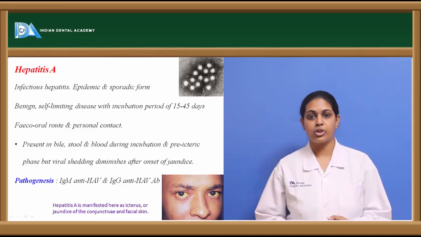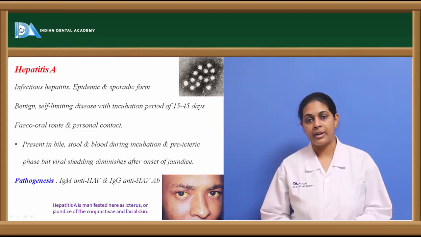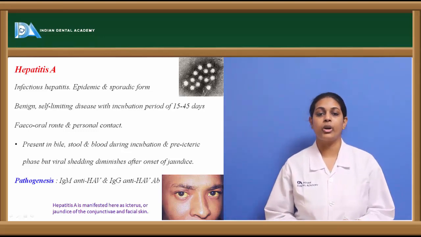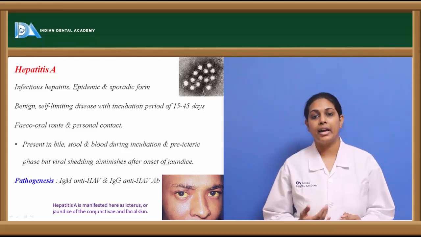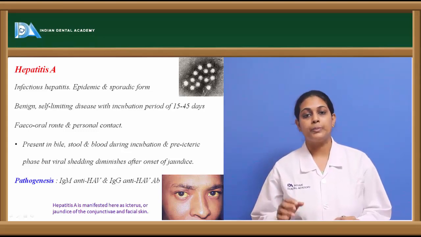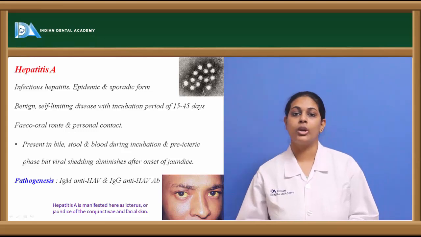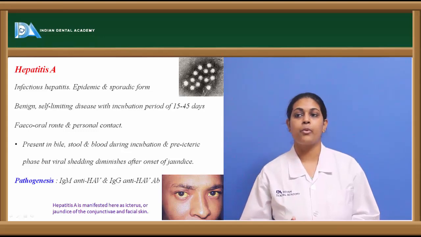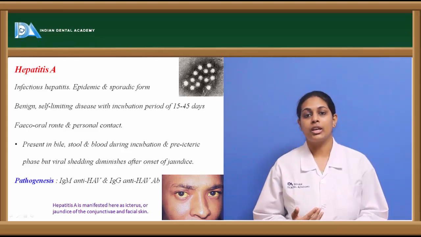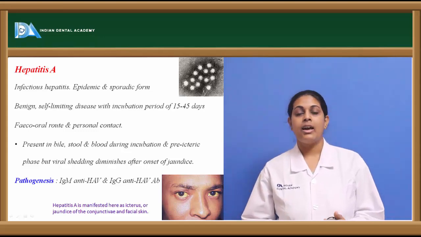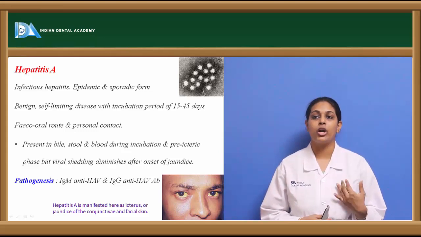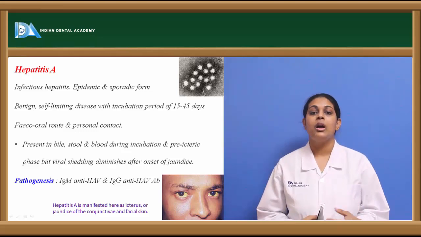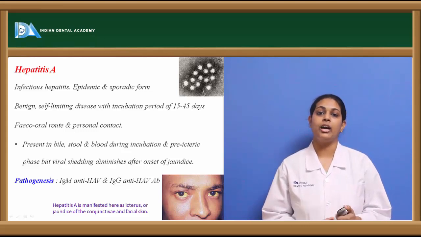It is also known as infectious hepatitis, and since it appears in an epidemic form as well as a sporadic form, it is also known as epidemic or sporadic hepatitis A virus. And it is usually a benign, self-limiting infection, that is, it resolves on its own, with an incubation period of 15 to 45 days. Usually this hepatitis A viral infection, or infectious hepatitis, is mostly acquired through the fecal-oral route or by personal contact with a patient who has already been affected.